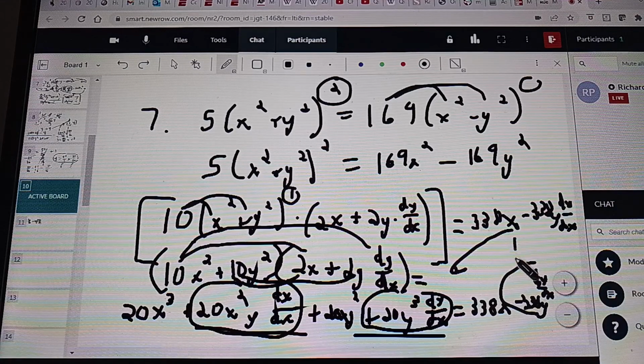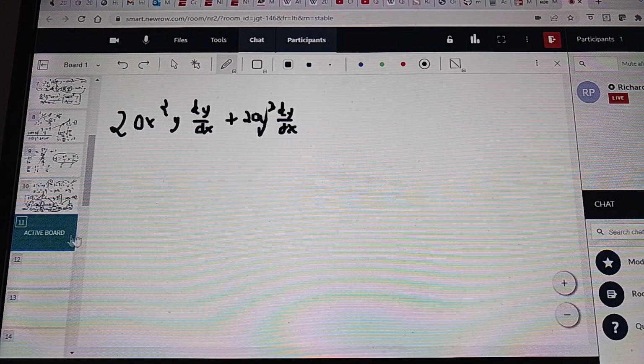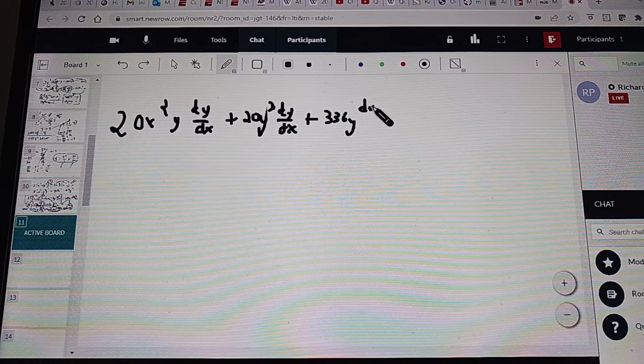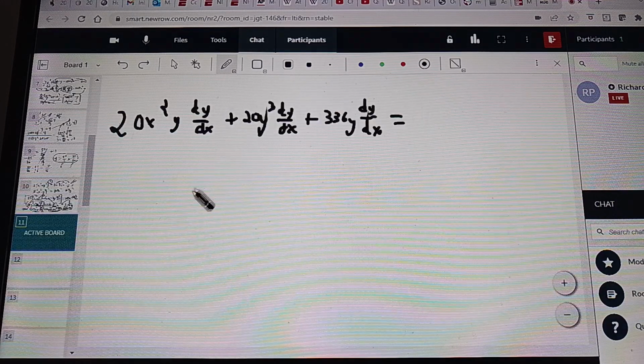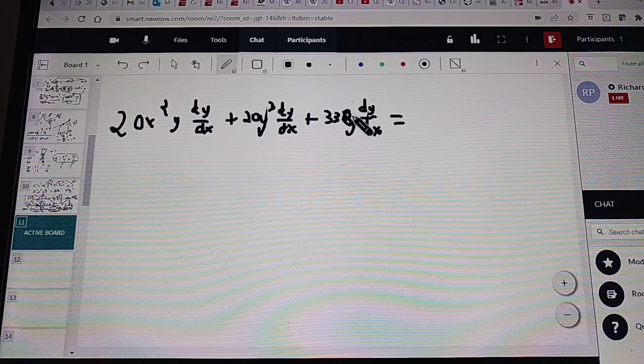Then take this negative one right there and add it to the other side. So that'll make it positive 336y dy over dx. And that way all 3 of those terms have dy over dx in them. Then on the right side, leave this one first, 338x. I say 6 or 8 over here? Yes, I almost had a brain cramp mistake. This should be 8 right here, not 6.